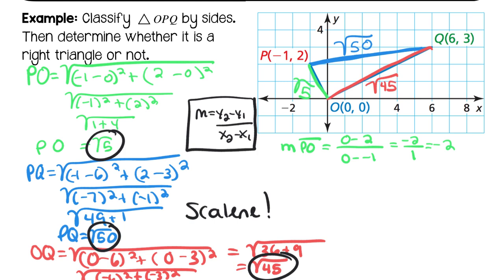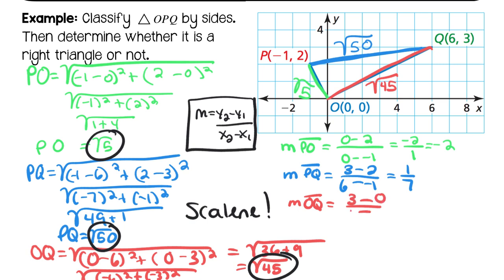We'll do the same thing for side PQ. So remember, M stands for slope, so the slope of side PQ, again, it's y2 minus y1, so 3 minus 2 over x2 minus x1, so 6 minus -1. So we end up with a slope of 1/7. And then we're going to check the slope of OQ. So we end up with 3 minus 0 over 6 minus 0. So we end up with 3 over 6, or 1/2.